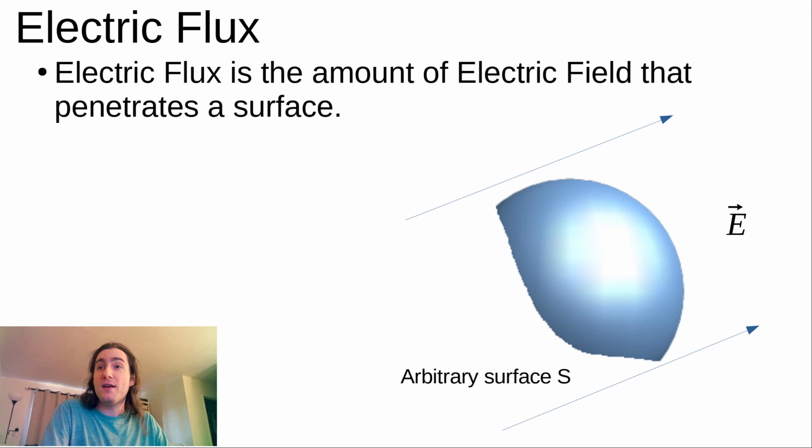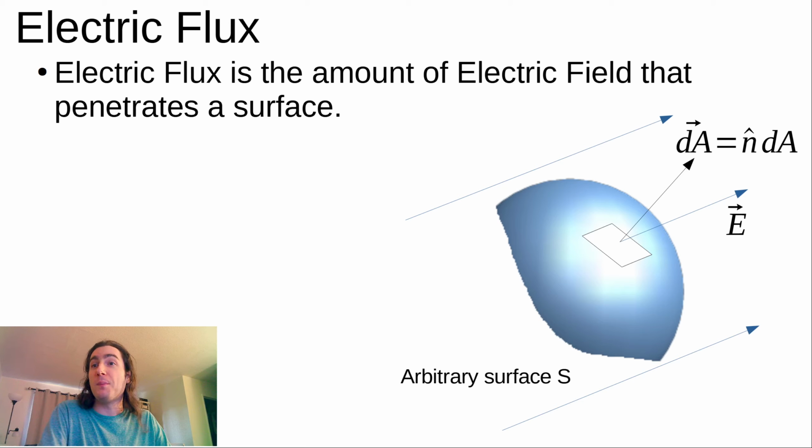But now we're ready to define electric flux. Electric flux is the amount of electric field that penetrates a surface. So let's zoom in on this surface and see what's happening here. When we zoom in on the surface, we have this patch of area here, and we can draw the electric field vector through that patch, and we can label a normal vector, namely a vector which is perpendicular to that patch of area. We call this the differential area vector, dA.